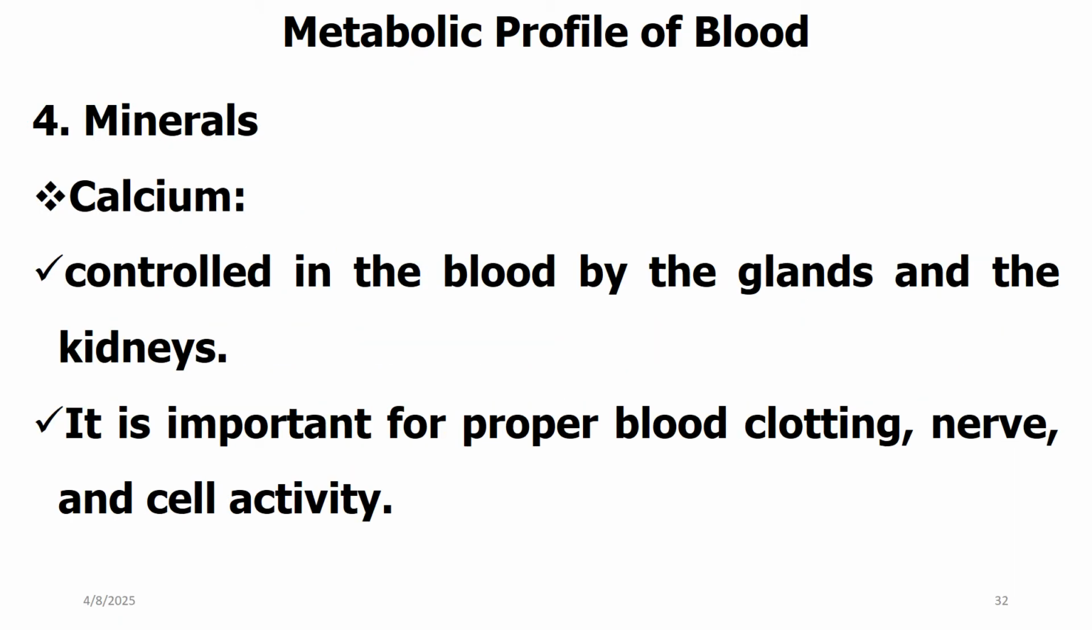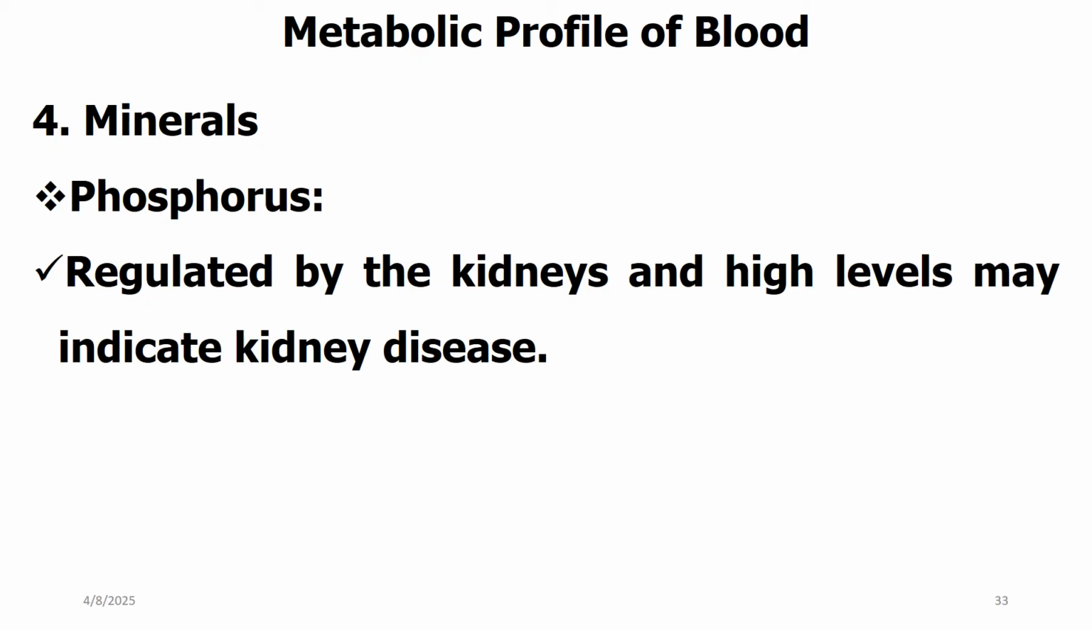Number 4, minerals. Under this, we talk about calcium. Calcium is controlled in the body by the glands and the kidneys. It is an important mineral required for proper blood clotting, nerve function, and cell activity. Still on minerals, another one apart from calcium is phosphorus, regulated by the kidneys, and high levels may indicate liver disease.